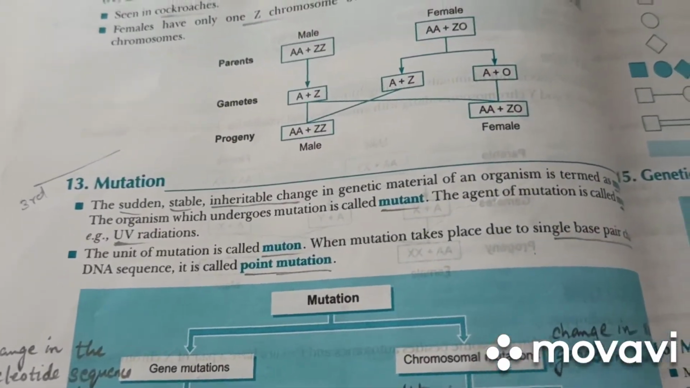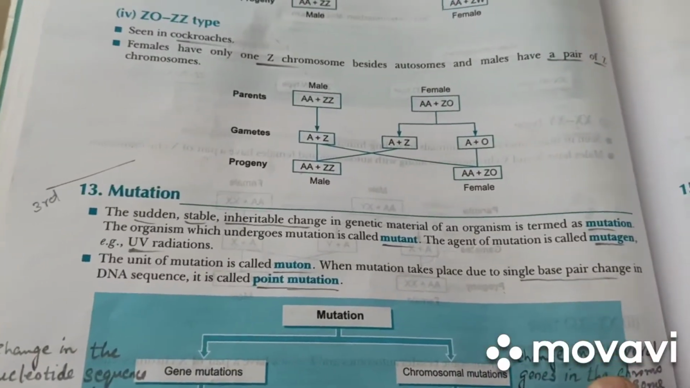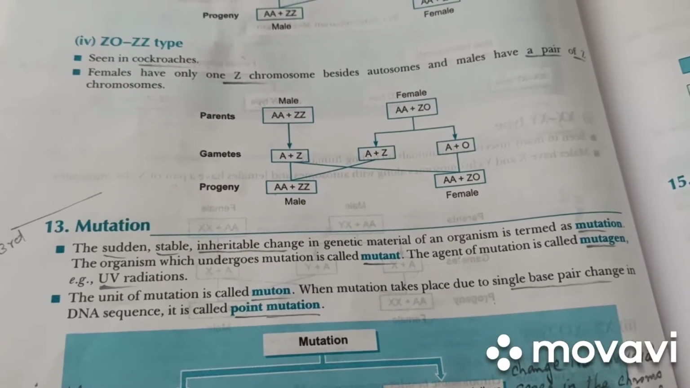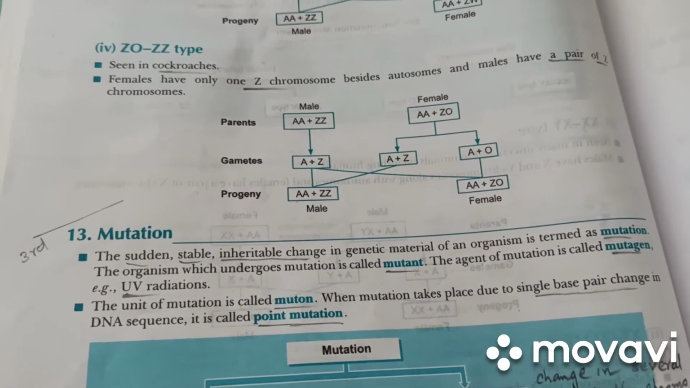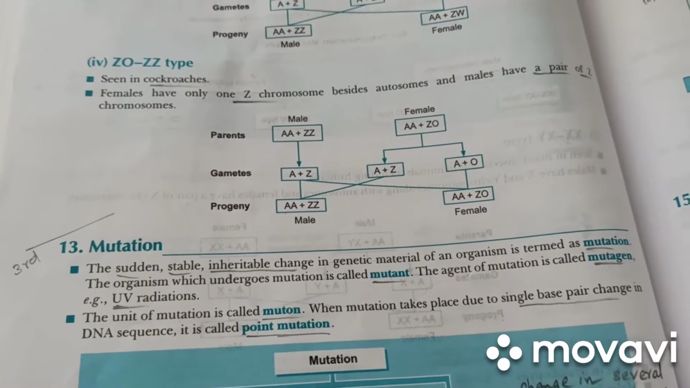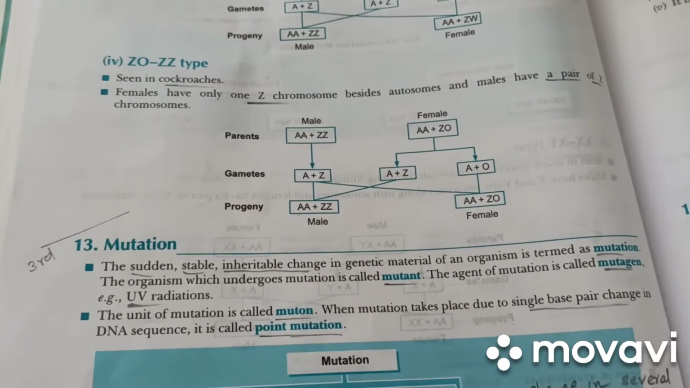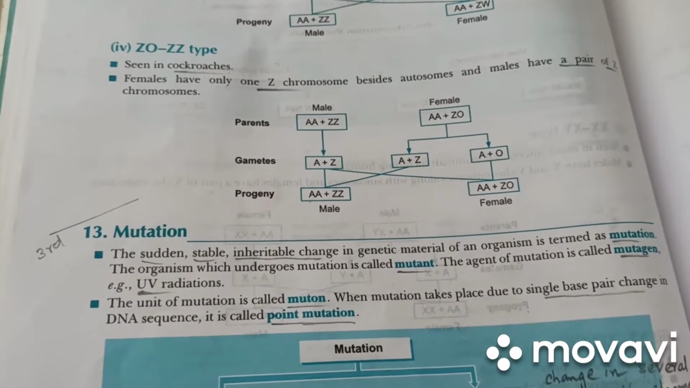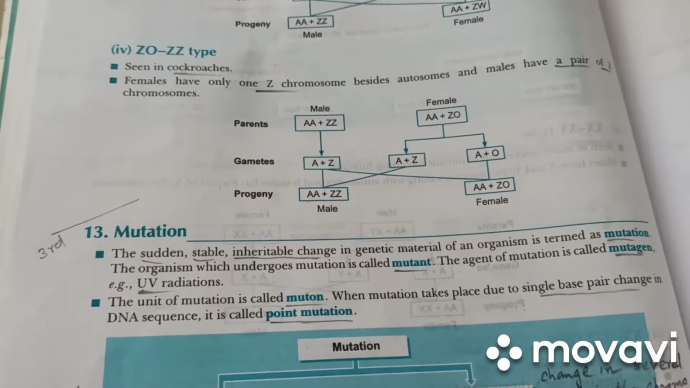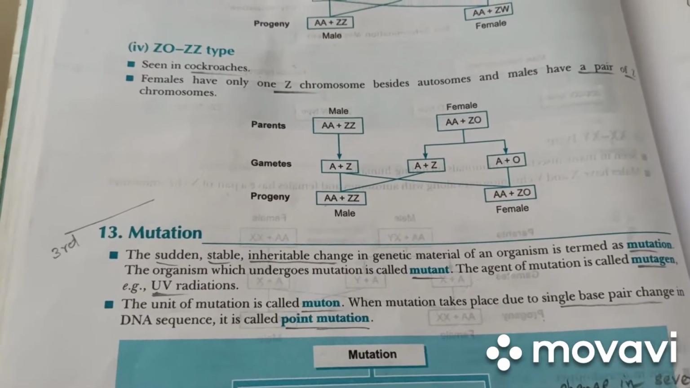First, let us see what is meant by mutation. Mutation means a sudden, stable, inheritable change in genetic material of an organism is termed mutation. Sudden change. It is happening in the genetic material of an organism. You know where genes are present.